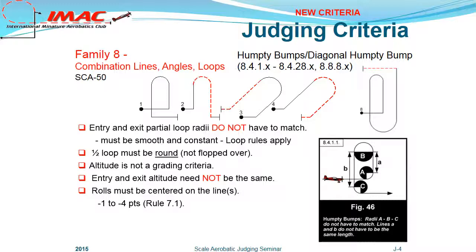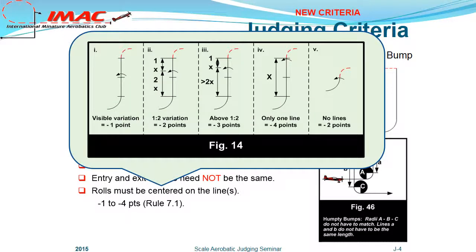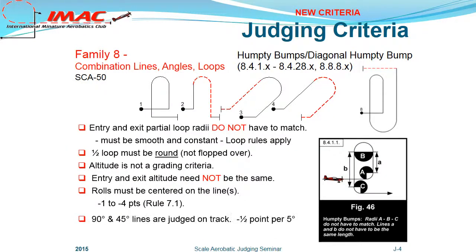Any rolls that may be included on the interior lines must be centered with equal line segments before and after. A deduction of 1 to 4 points is applied using Figure 14 in Rule 7.1. The vertical and 45-degree lines are judged on proper track relative to the true horizon, with deductions of 1/2 point per 5 degrees of deviation.